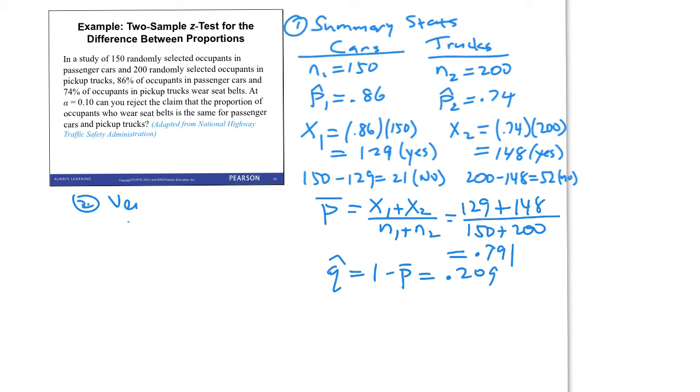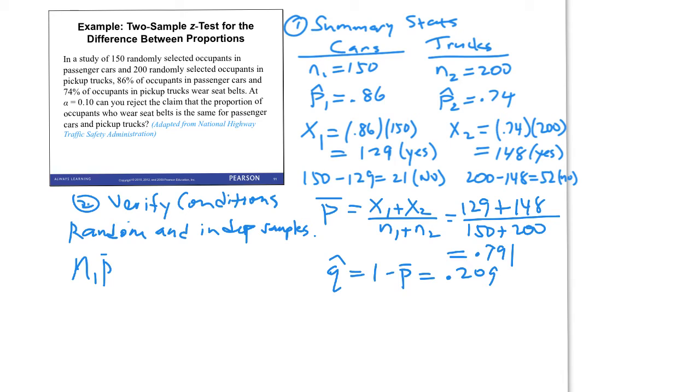All right, step 2, verify conditions. And that's where we need random and independent samples. And we need each of these quantities: n1 multiplied by p bar, n1 multiplied by q bar, n2 multiplied by p bar, and n2 multiplied by q bar. We have to check that all of these are at least 5.